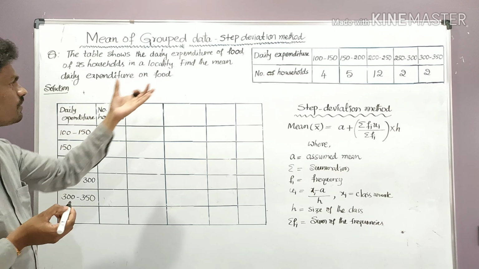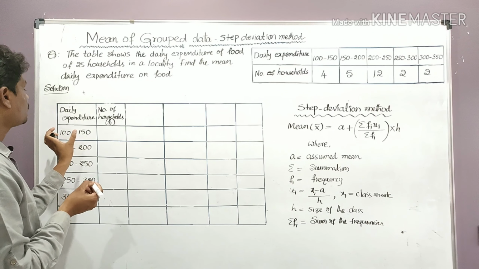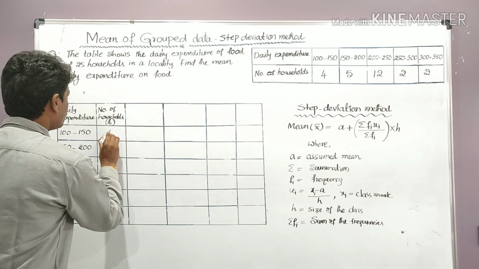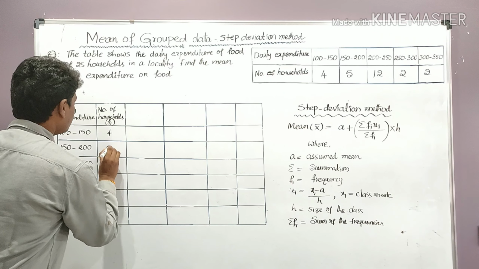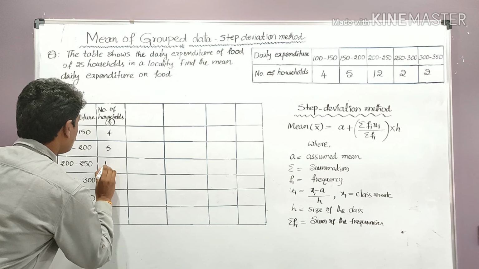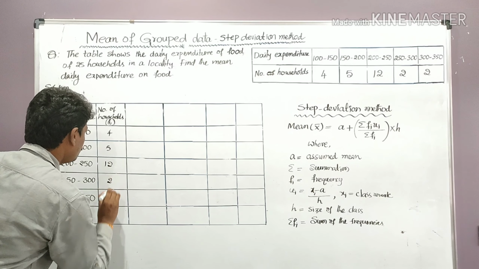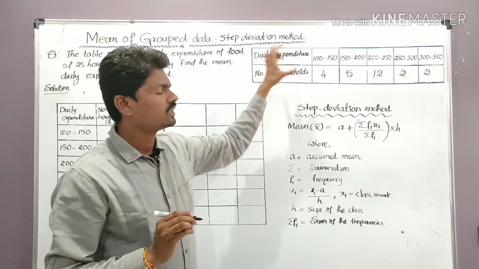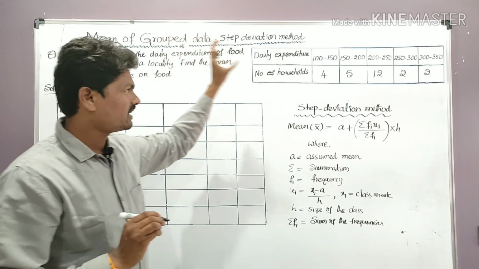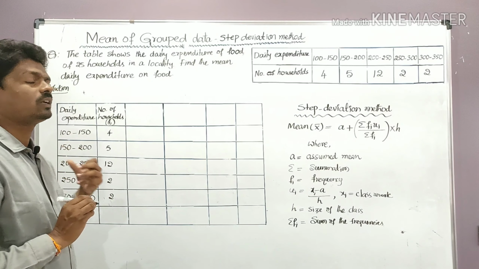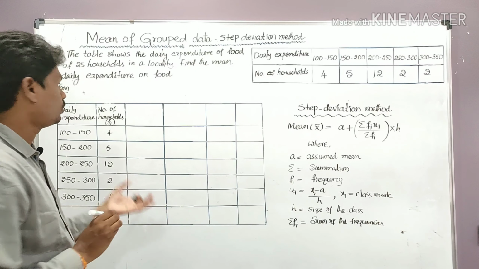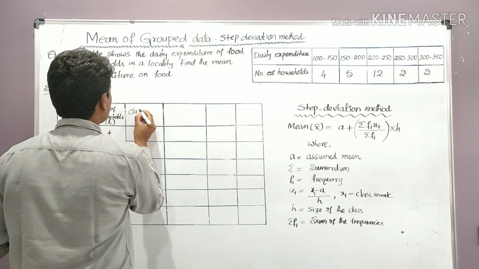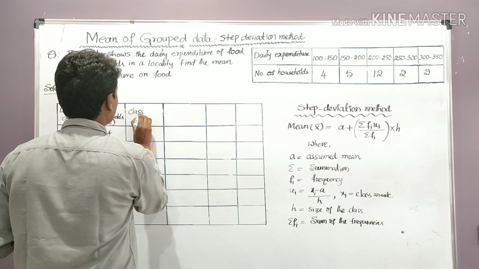Next, number of households he has given. For the class interval 100 to 150, there are 4 households, student. Next there are 5, next there are 12, and 2 and 2. So these two he has given in the data. He has given them horizontally, we have just written them vertically. Then after that, what we have to do? We have to find the class mark.